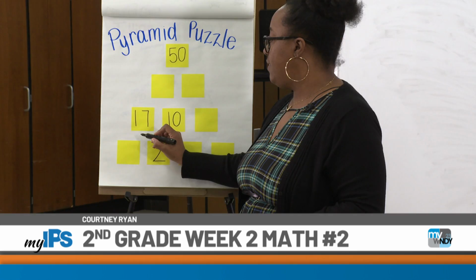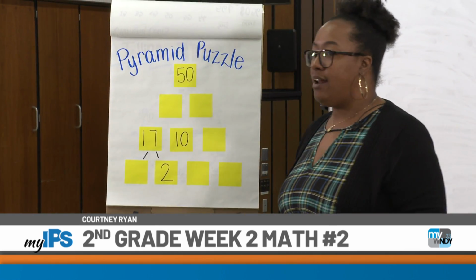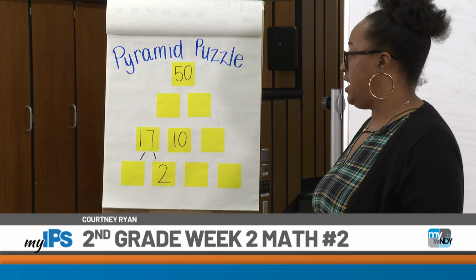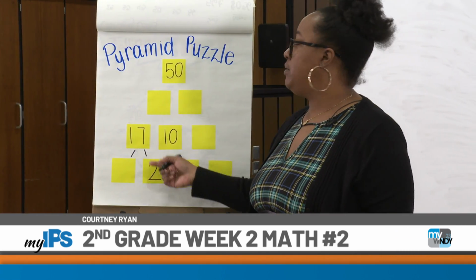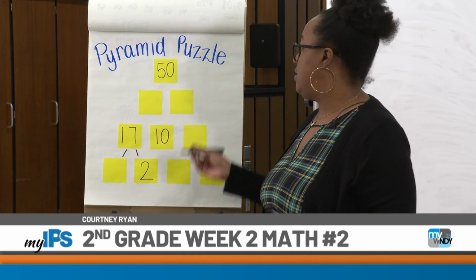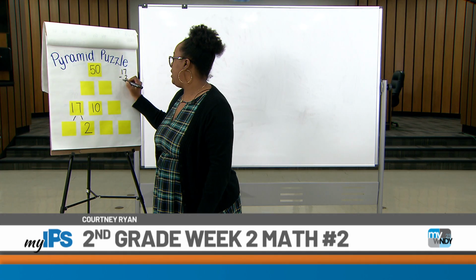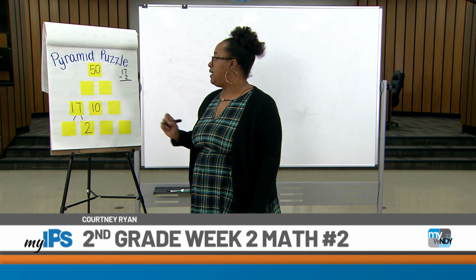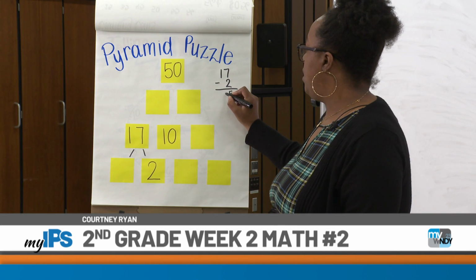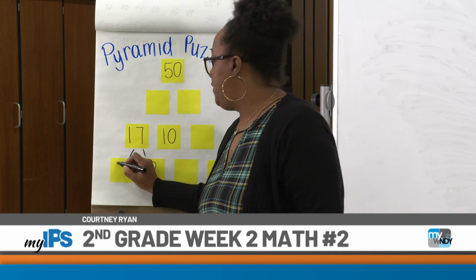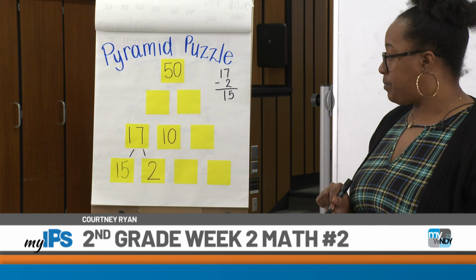So I'm looking at 17, and I know that these two numbers, when added together, have to equal 17. In order for me to figure out what number added to 2 equals 17, I need to subtract. So I'm going to come up here and do 17 minus 2. I start in the ones place. 7 minus 2 is 5. 1 minus 0 is 1. So 15 is the number that goes in this first box.